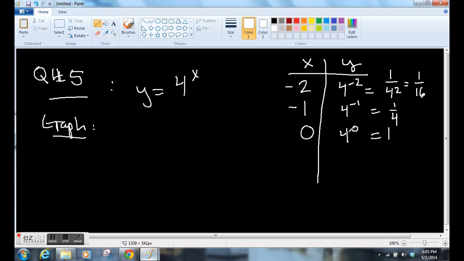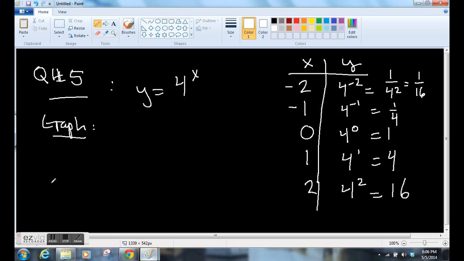And if you forget this, try it on your calculator. 4 to the 0 is 1. Plug in 1, you get 4 to the 1, 4. You'll probably do these much faster, and you don't have to make a chart like this. If x is 2, you get 4 squared, which is 16.